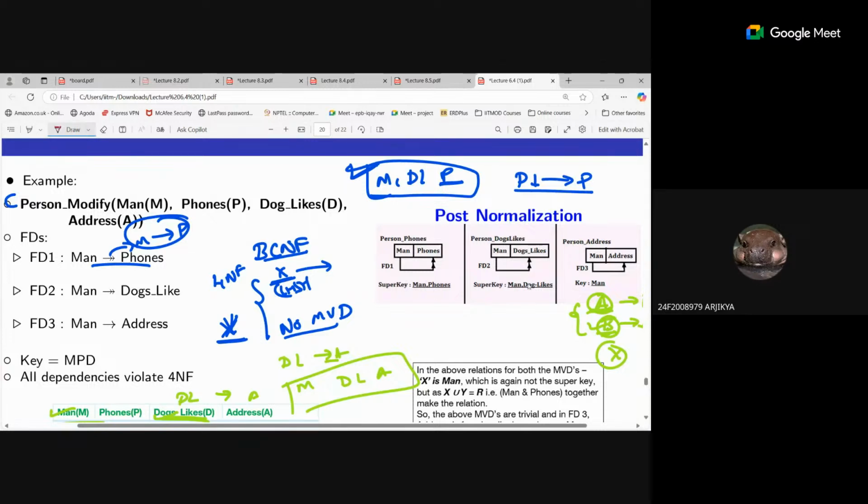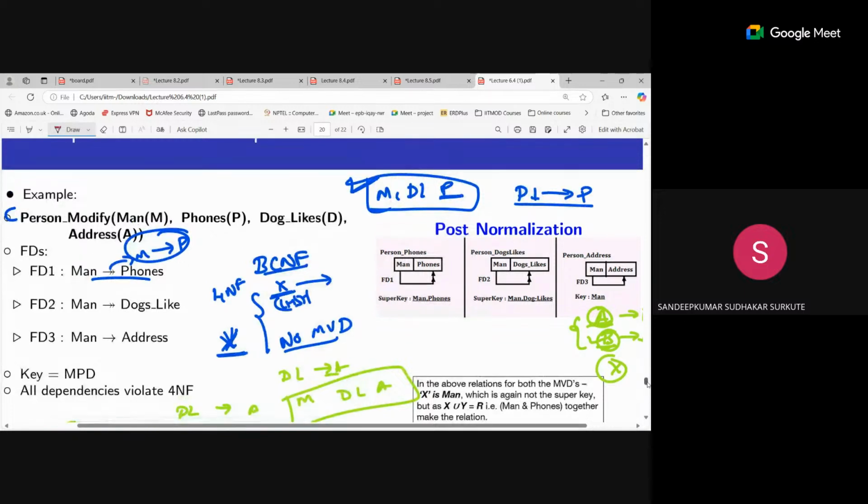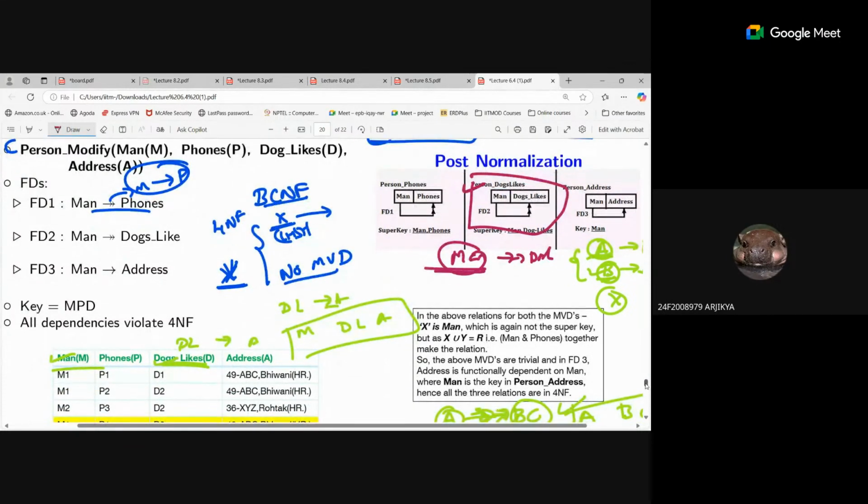See, why are you bringing address after decomposition? How does address go into the dog like now? You are already decomposed. Now just focus on the decomposed thing. See, wait a minute. I got your point. If you are saying this is in 4NF, it means there is no MVD, right? It means that this should satisfy man multi-determines dog like, right? It means that man should be a super key, right? In this table. Yes, it's either of the situations, sir. Either this or that.